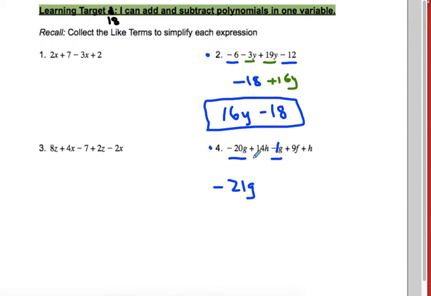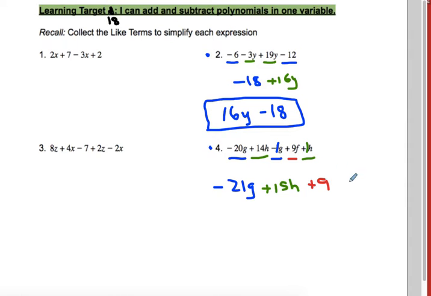Next, I can look at my h's. I got 14 hens, plus this is again like another 1. So 14 hens plus 1 hen is about 15 hens. There we go. And then the only other one I didn't hit on was the 9f.